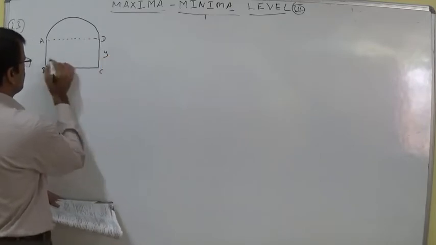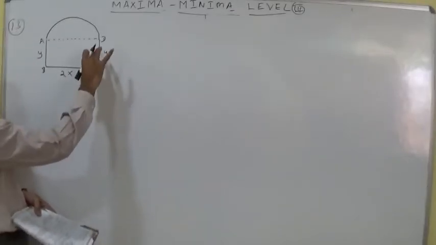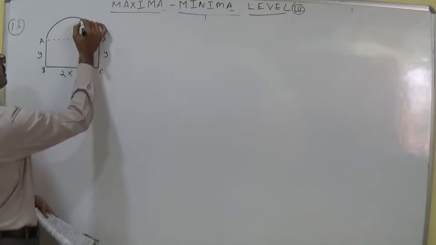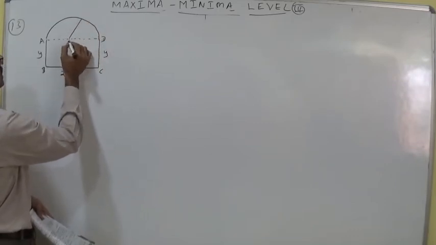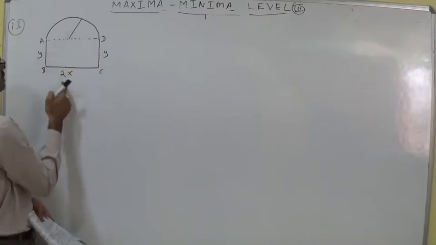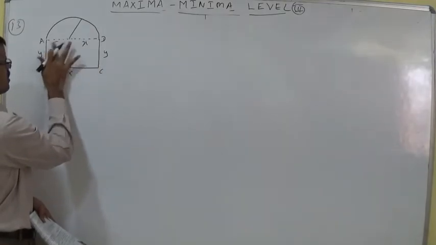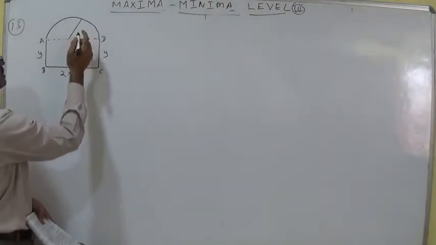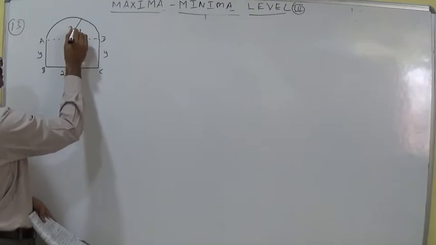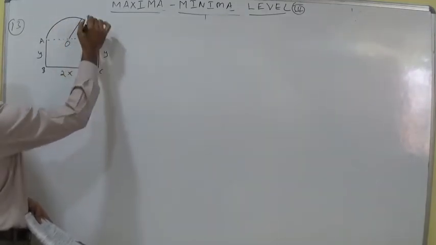Let this be y. So the length of the rectangle is 2x and breadth is y, and this is a semicircle. If it is the center, we know that from the center to any point on the circle is called the radius. This is x. So this is x, this is x. Of course this is not there, simply the semicircle shape. So x is the radius. Let the name be O and this name be P.